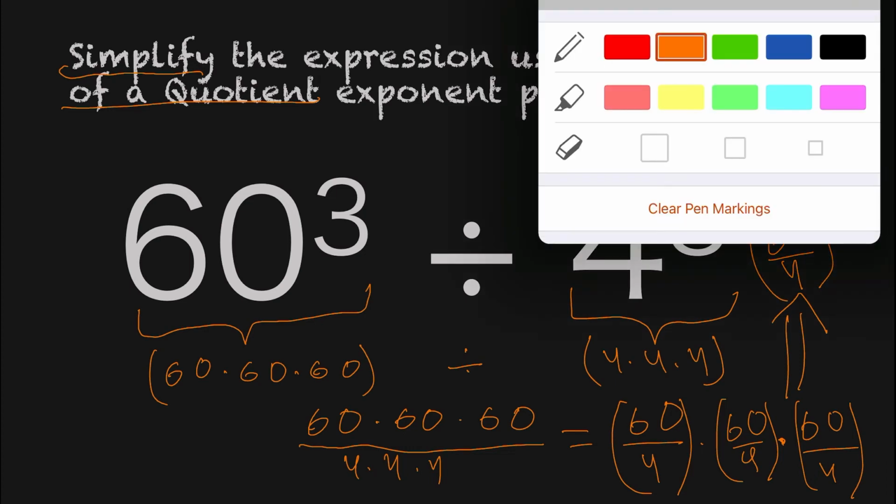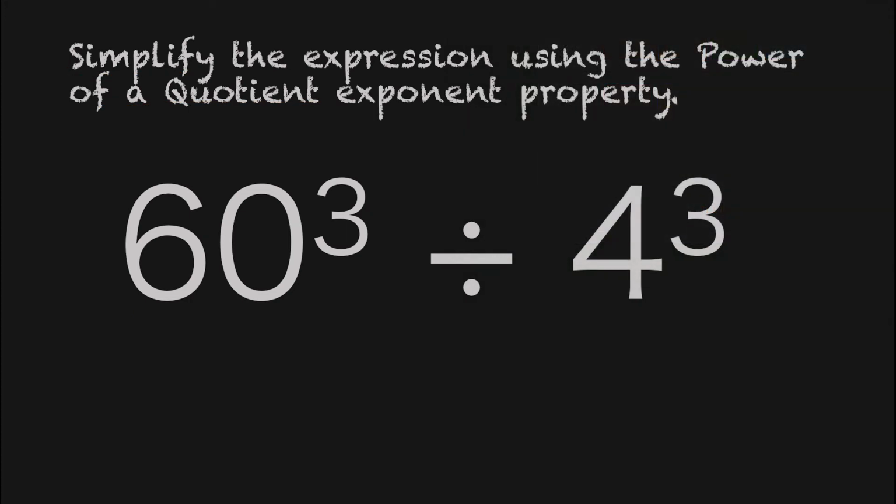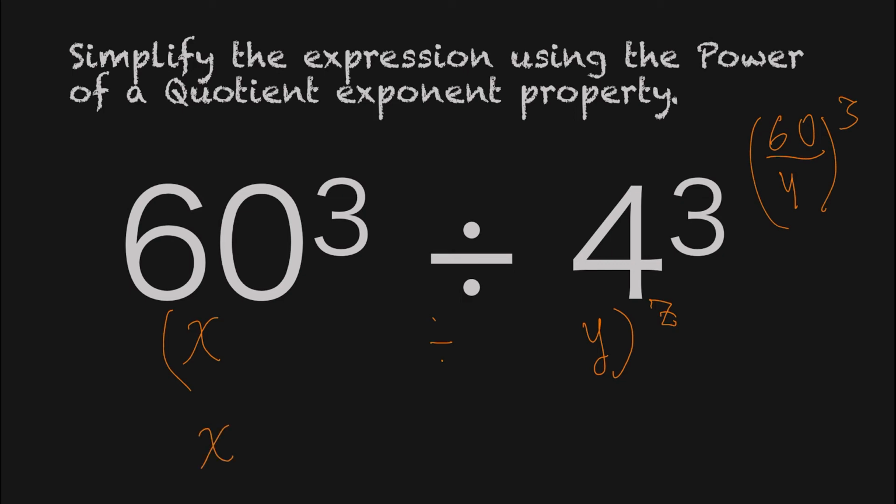Now I'm going to clear everything so I have more space to write. But this is the power of a quotient exponent property. It says that when you have an x and you divide it by a y, and then you raise both of those to a z, it is equivalent to x to the z, divided by y to the z, assuming that y is a non-zero value.